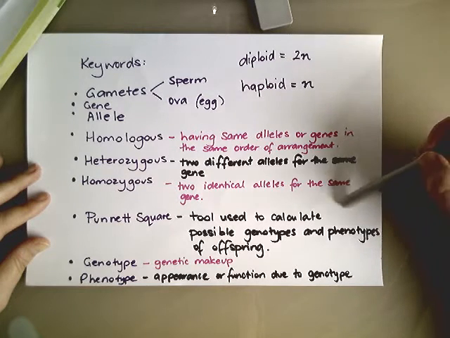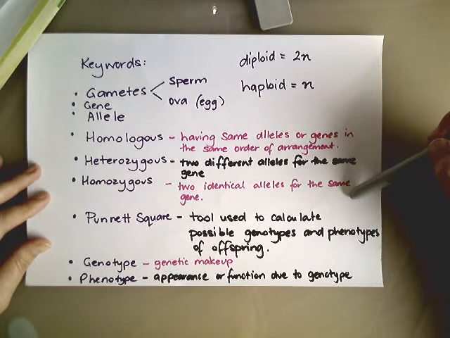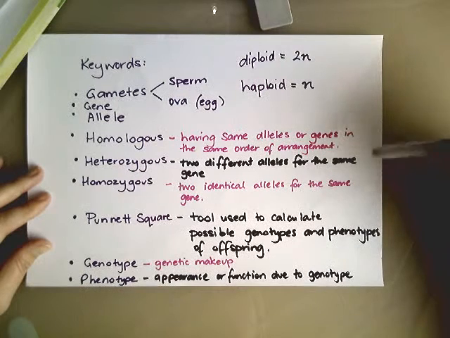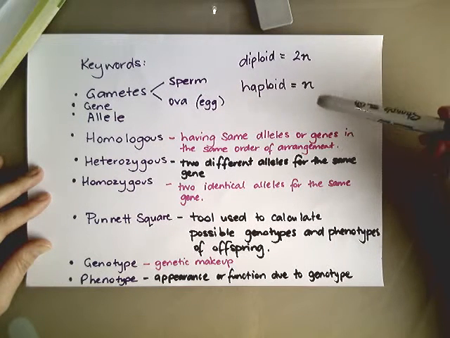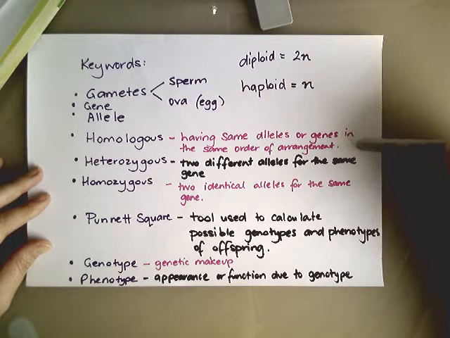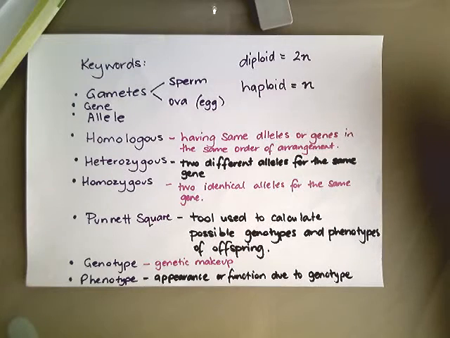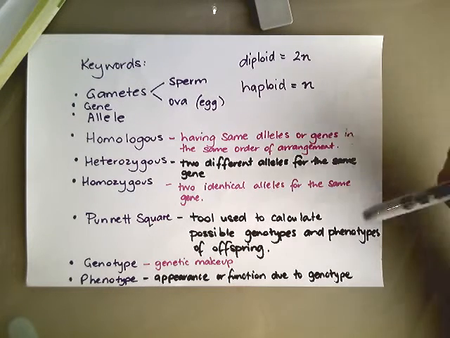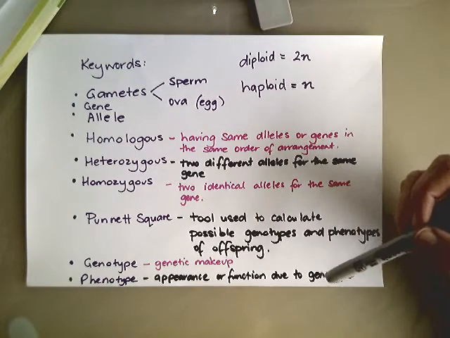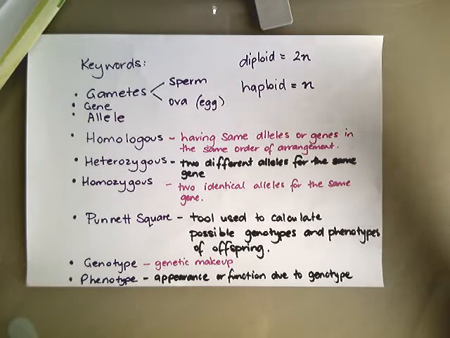Now there's 3 other really confusing words that we use when we're discussing alleles, and they're confusing because they're very similar. So the first one is homologous, and homologous means having the same alleles or genes in the same order of arrangement. So we often talk about homologous chromosomes or chromatids. So we might say that there are two chromosome 21s, and we're looking for homologous structures in those chromosomes to say that they're both 21 chromosomes.